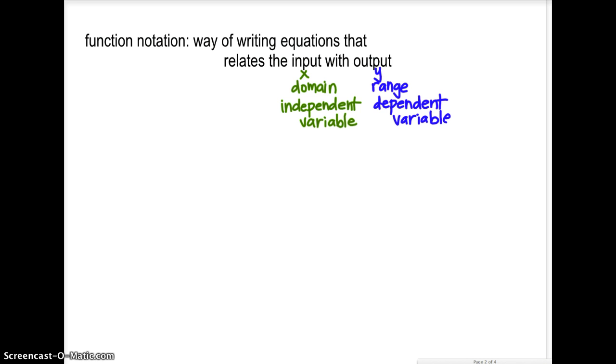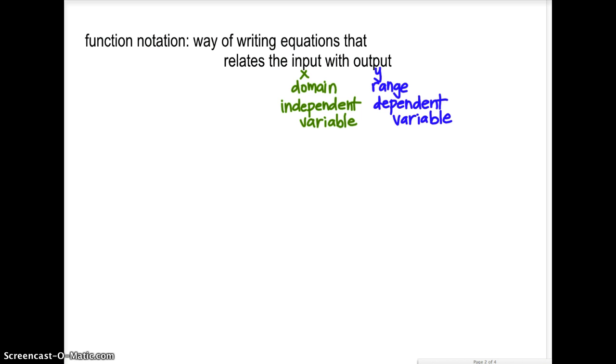Okay? So, function notation is a way of writing equations that relates the input, which we should know as x, domain, and even the independent variable, with the output being y, the range. The dependent variable, y is determined by x, it depends on x. Ideas like that. Independent variable, dependent variable, new words kind of apply to some old concepts.